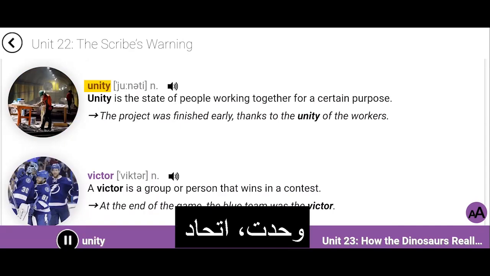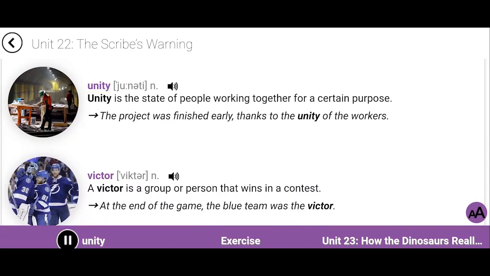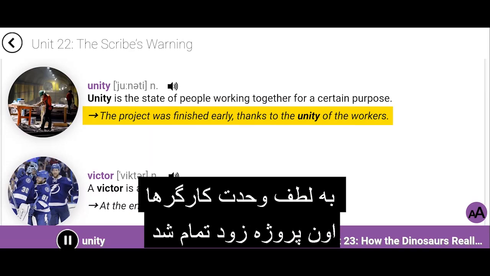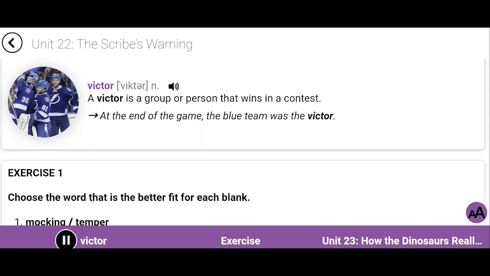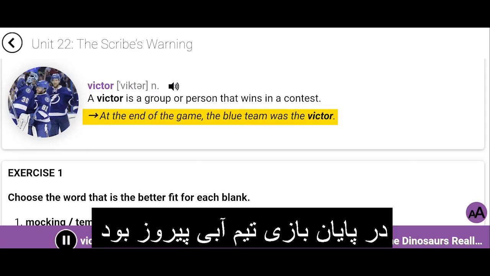Unity. Unity is the state of people working together for a certain purpose. The project was finished early, thanks to the unity of the workers. Victor. A victor is a group or person that wins in a contest. At the end of the game, the blue team was the victor.